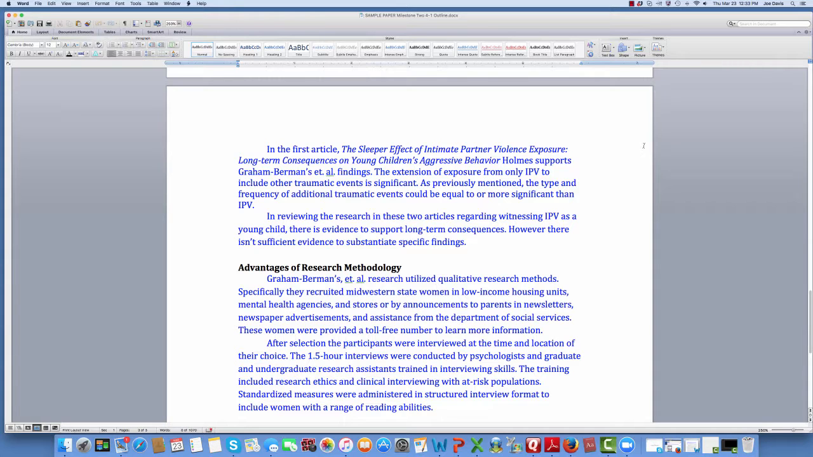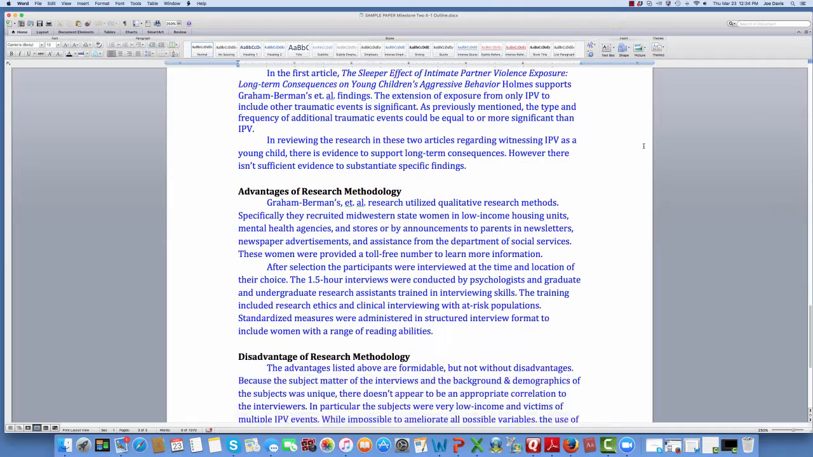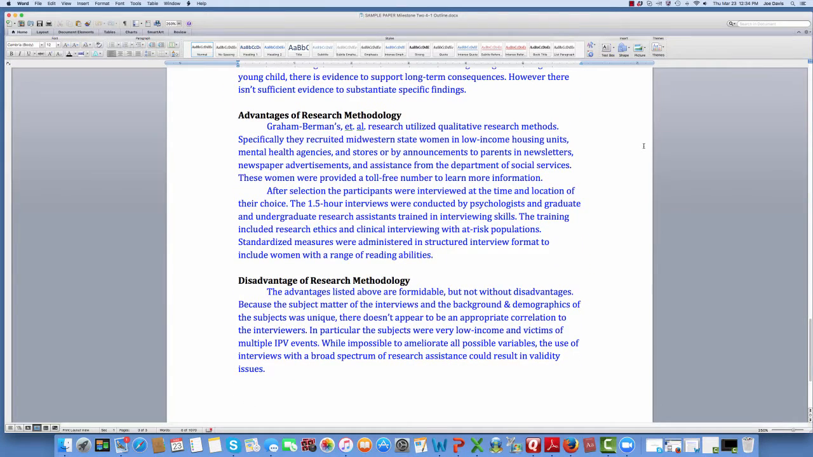In reviewing the research in these two articles regarding witnessing IPV as a young child, there is evidence to support long-term consequences. However, there isn't sufficient evidence to substantiate specific findings. What are the advantages?